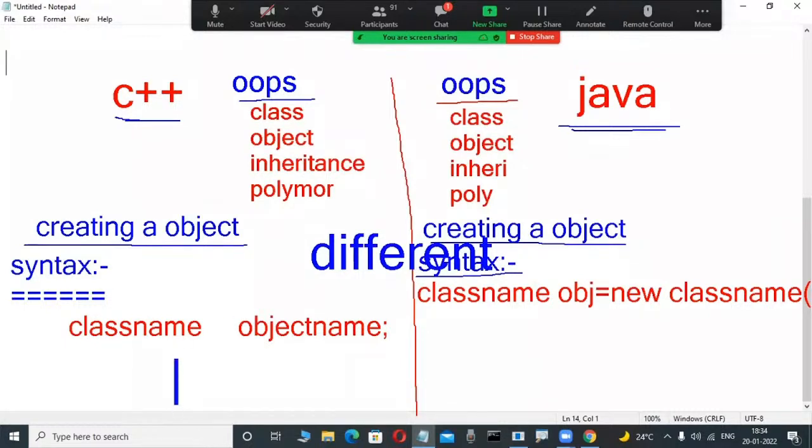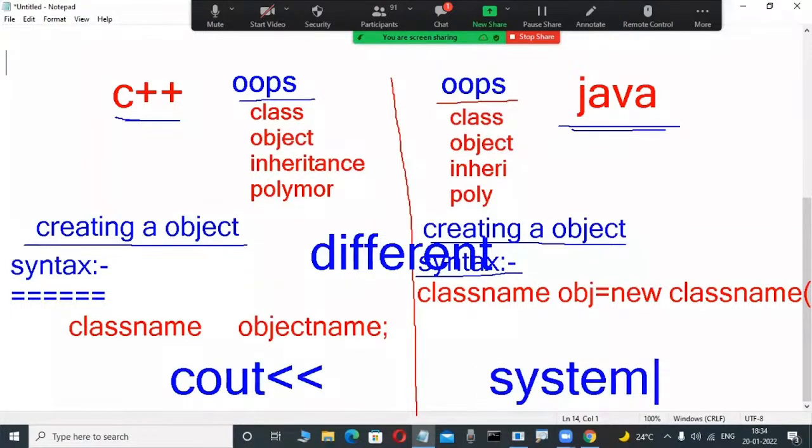Suppose in C++ I want to display output. cout is a function, streaming output only. And in Java, what is the function? System.out.println. That's why they are syntactically different. The functions are also totally different in these two object-oriented languages.